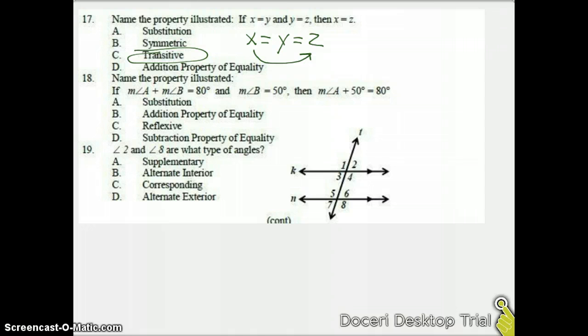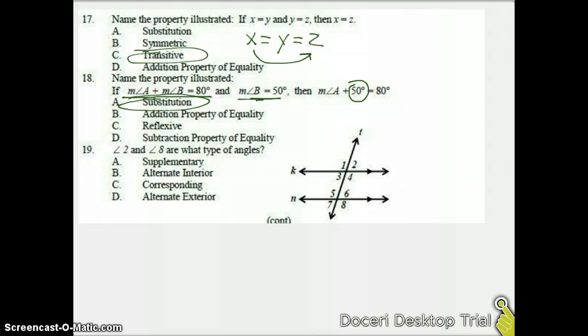In number 18, we need to name the property we have. So we start with a plus b equals 80, and we know that b equals 50, and we've suddenly replaced the b with the 50. We've replaced it with that. By replacing it, we've done substitution.